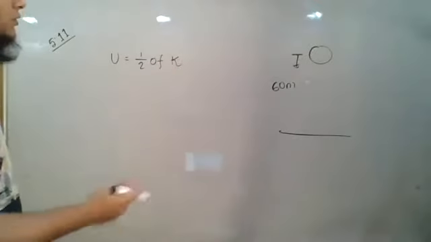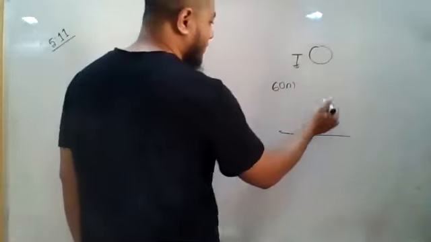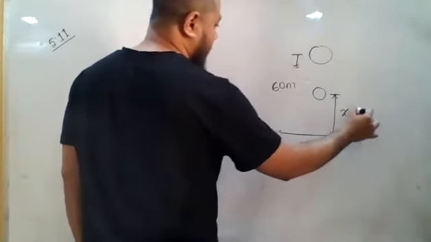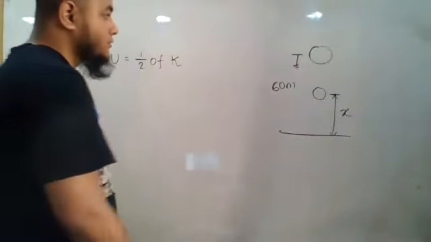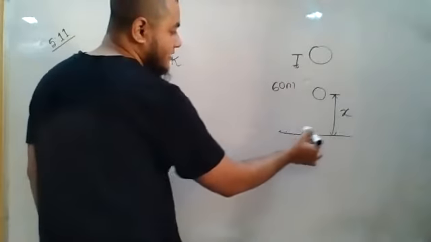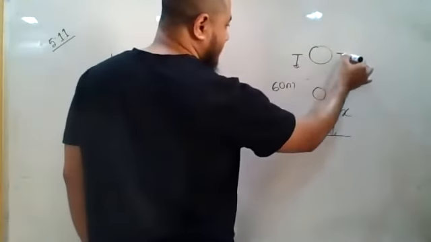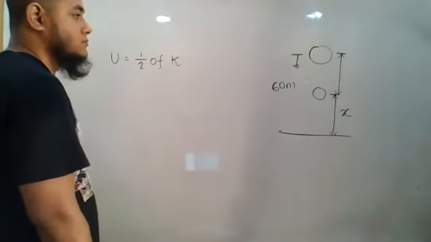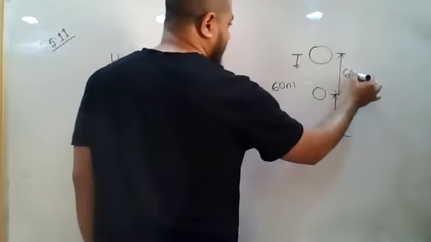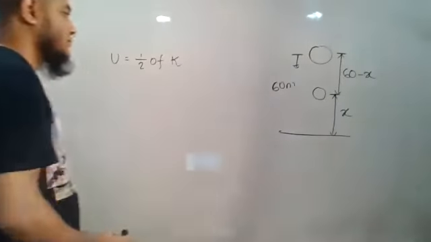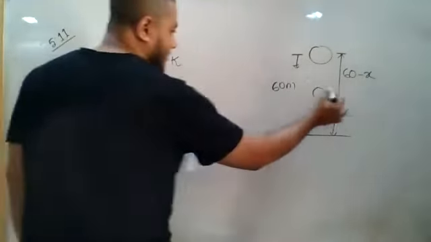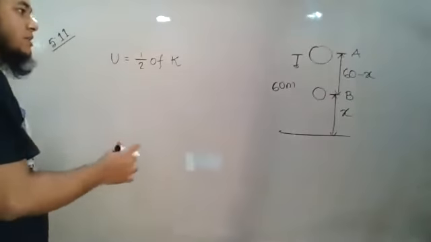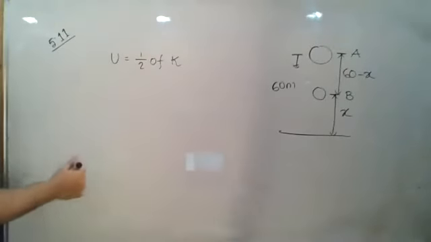This is the situation. Now we don't know at what height this situation will occur. Let us say at x height from the ground, the situation occurs. So if the total height is 60 and this is x, then can you tell me what will be this height? 60 minus x. Very good. So we have considered that this is position B and this is position A. So at position B, our desired situation occurs.